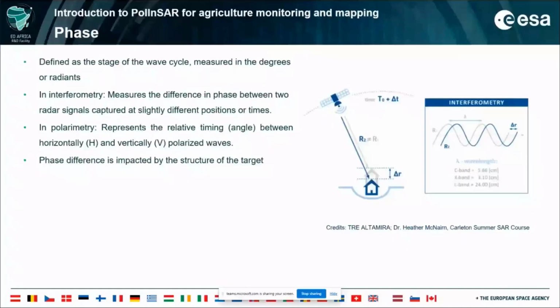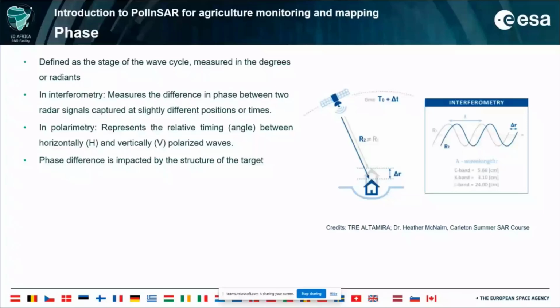Okay, another concept to establish is the phase. So the phase describes the exact position of a wave within its cycle, as we said before, and it is measured in angles, so described as degrees or radians. And it is often represented using complex numbers in interferometry. So it measures the difference in phase between the 2 radar signals captured at slightly different positions or times, as you can see in this image.